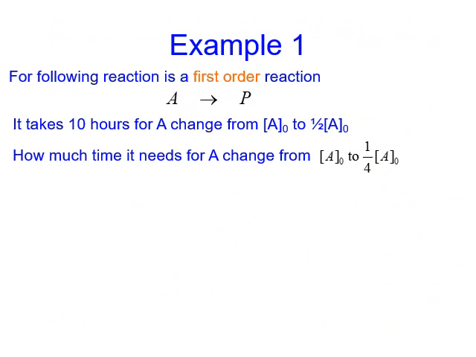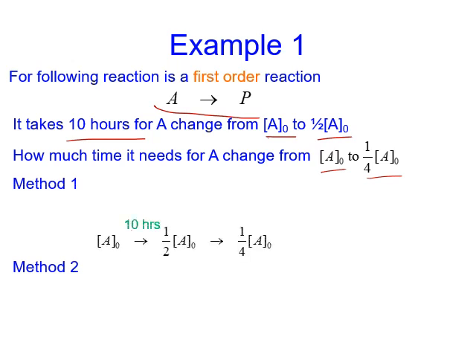Example: for a first order reaction, A goes to P, it takes 10 hours for A to change from initial A naught to half of it. How much time does it take to go from A naught to 1/4 of the initial concentration? To solve this question, we show two methods. Method 1: what is given is 10 hours to go from initial to half of it, and that's exactly the definition of half-life. So this is the half-life.